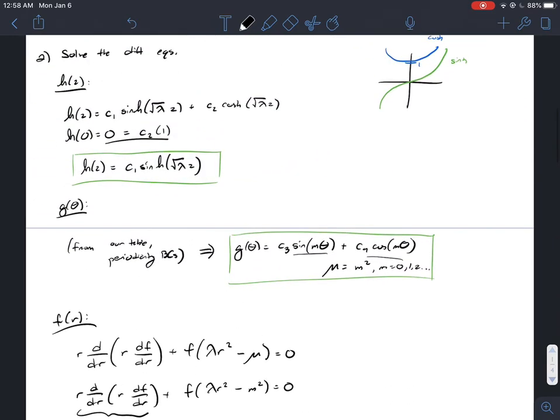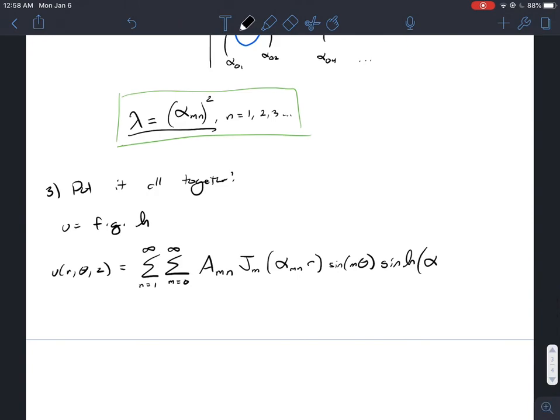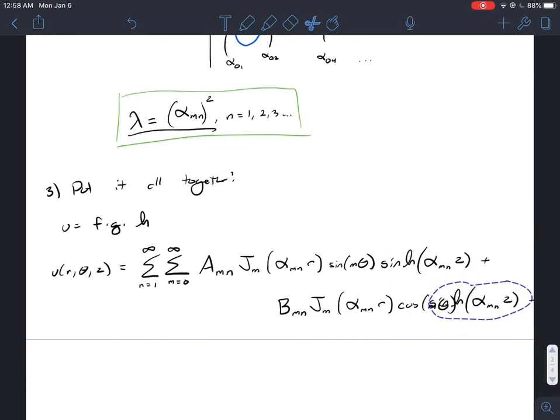Okay. And then sinh. Let's see what the sinh is. Sinh is square root lambda z, where lambda is equal to alpha mn. So alpha mn z, plus the other term. So we're going to call this constant coefficient bmn times jmn again. So same exact here. Times cosine of m theta times another sinh term.